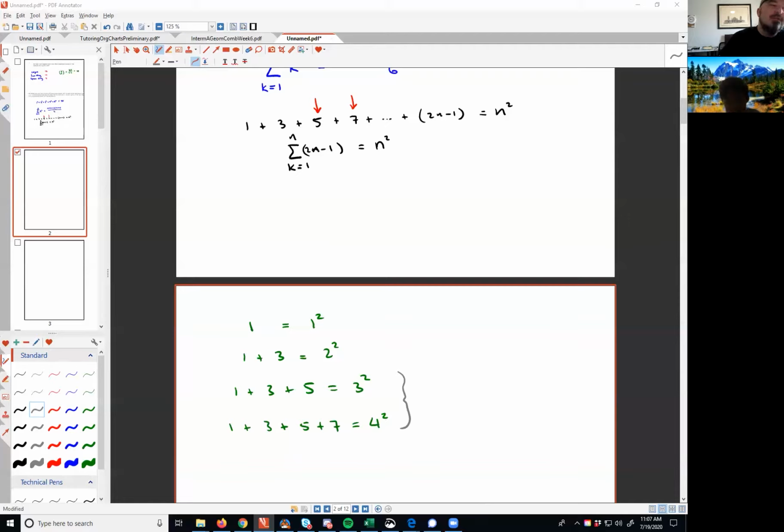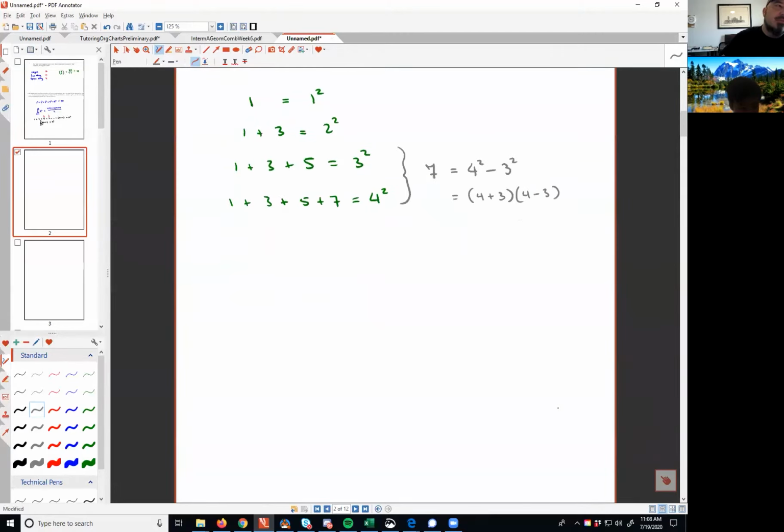You're almost there. What if I said I wanted you to isolate 7? 7 equals 4 squared minus 9. Yeah, 7 is the difference between 4 squared and 3 squared. And if we wanted, we could see that as a difference of squares. It's not necessary for our purposes. I just wanted to point out each one of these odd numbers is the difference between a pair of consecutive squares.